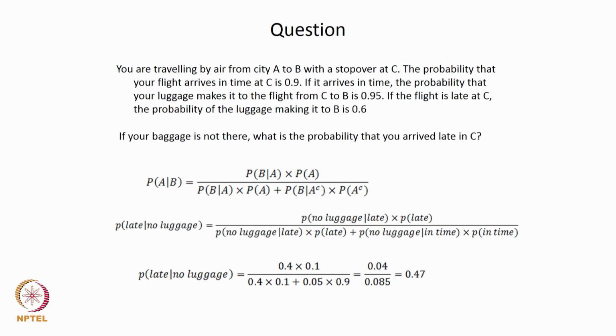So, probability of no luggage given late is 0.4, because given late, no luggage is 1 minus 0.6, which is 0.4. Probability of late is 0.1 because arrival in time is 0.9. So, 0.4 into 0.1 plus the same 0.4 into 0.1 comes here plus 0.05 into 0.9. So, probability of in time is 0.9, which is here, and then 0.95 is when the luggage goes. So, 0.05 is the probability that the luggage does not come. So, 0.05 into 0.9, so 0.04 by 0.085, which is 0.47.